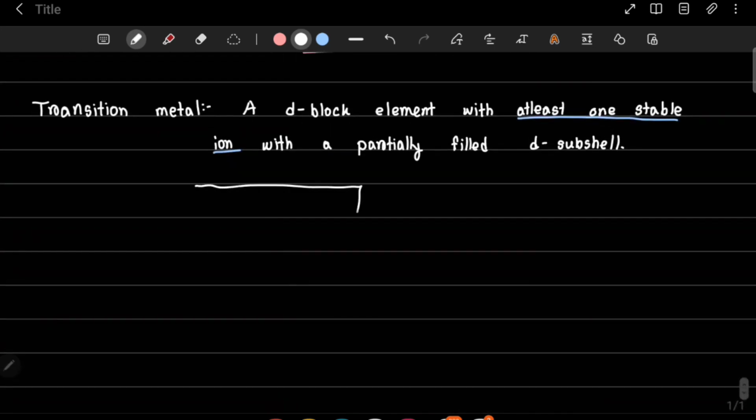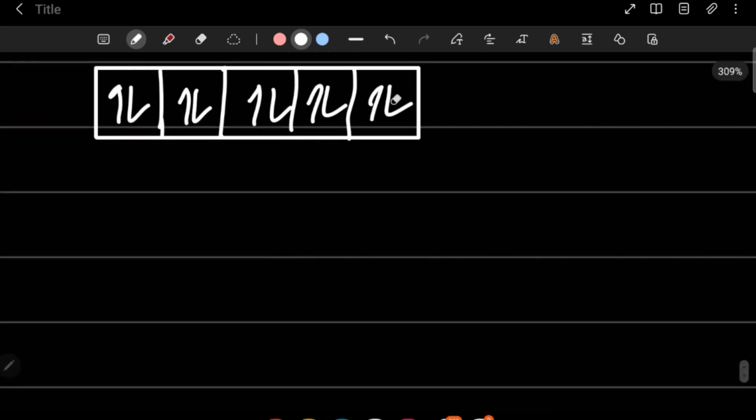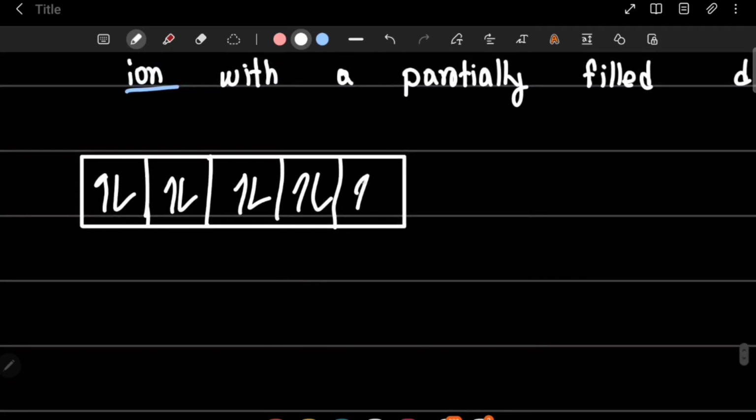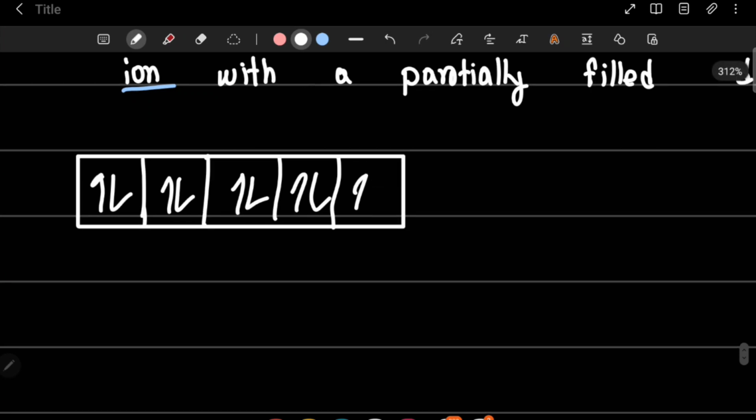A d subshell has 5 orbitals: 1, 2, 3, 4, 5. So this is a d subshell. This is a fully filled d subshell. If I remove some electrons from it, this is an incompletely filled d subshell since we are not using it to its full capacity. A d subshell can store 10 electrons, so we are only storing 9 over here. So this is incompletely filled. This is also incompletely filled.